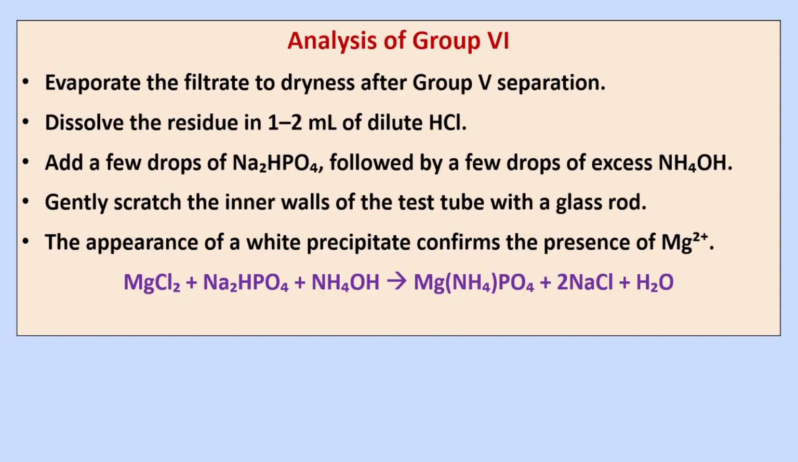To this clear solution, add a few drops of disodium hydrogen phosphate followed by a few drops of excess ammonium hydroxide solution. Now gently scratch the inner wall of the test tube using a glass rod. This helps in initiating the crystallization if the solution is supersaturated. If magnesium is present, you will observe the formation of a white crystalline precipitate of magnesium ammonium phosphate.